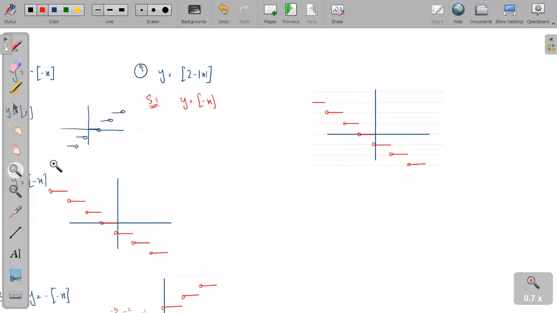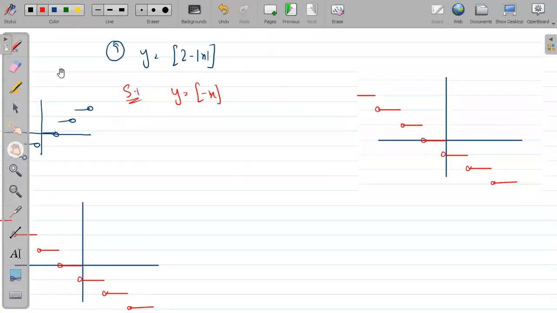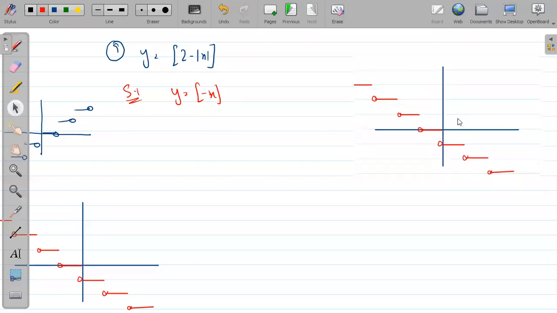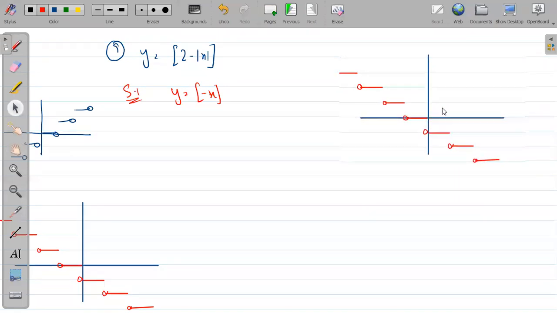So this is my graph of which one, beta? Y equal to minus x. Already we have drawn y equal to minus x. Now I have to put mod over single x. Now step 2 is what? Put mod over single x. It's coming from here only.